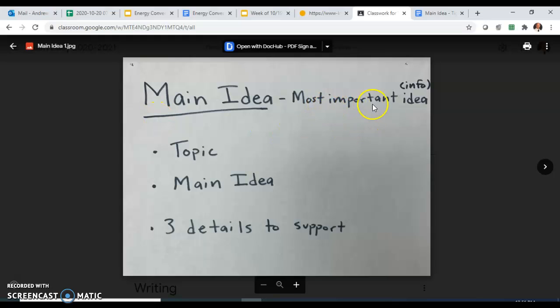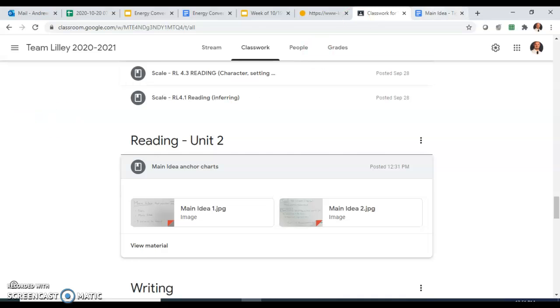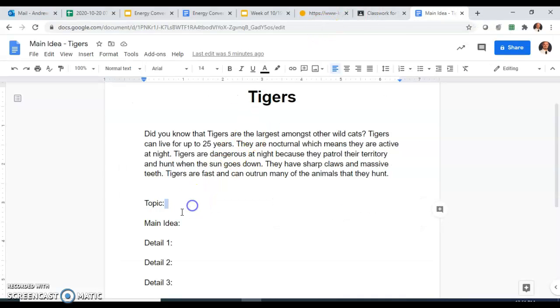Again, main idea is the most important idea from the text. You're going to need to include the topic, the main idea, and you're going to need to back that up with 3 details to support. And I'm going to show you how to do that right now. I'm going to read this text to you, and I'm going to go over what I would put down for the topic, the main idea, and 3 details to support it.